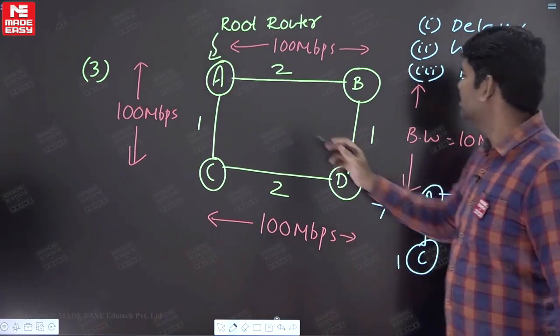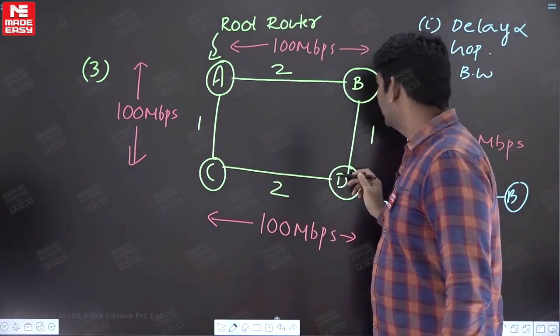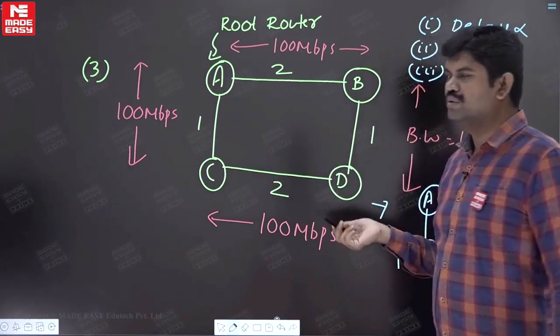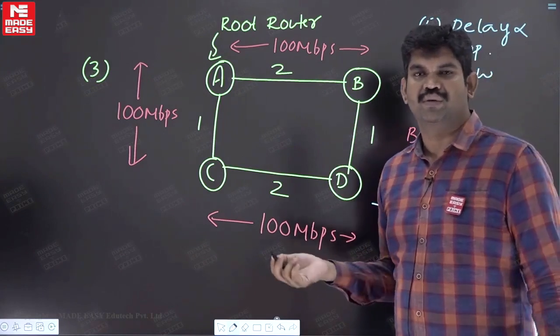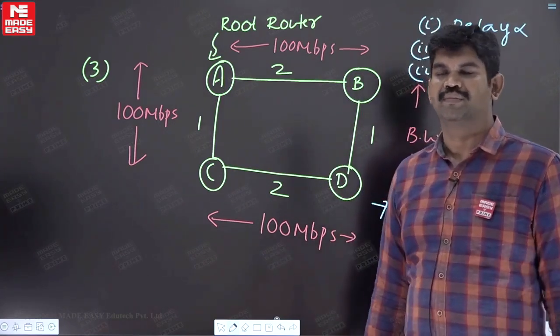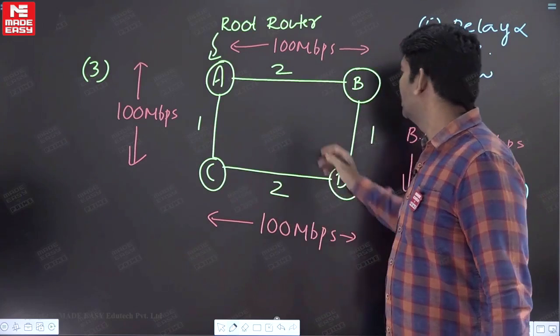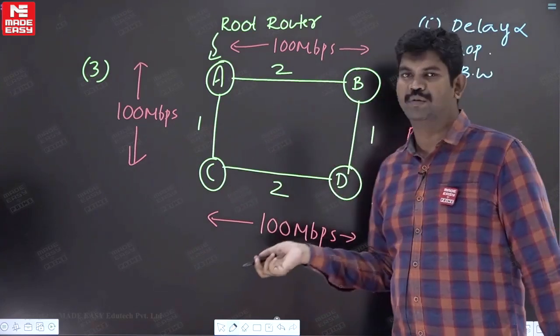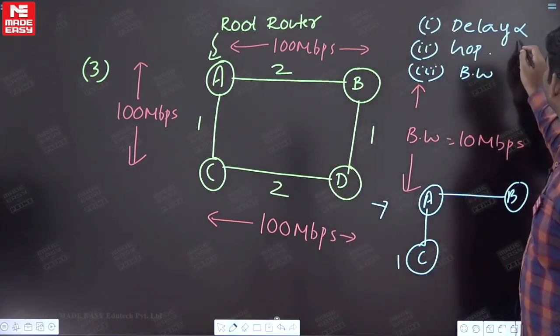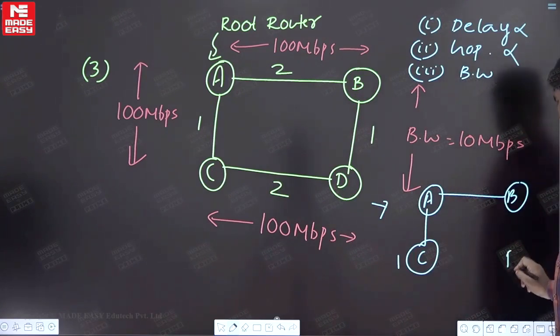What is the meaning of hops? See, from here 1 and 2. Here 1 and 2. So both sides it is equal. So hop also you are unable to resolve, because you can see 1 and 2. Here also 1 and 2. 2 hops, both are equal. So with hop also you are unable to resolve for this particular D.